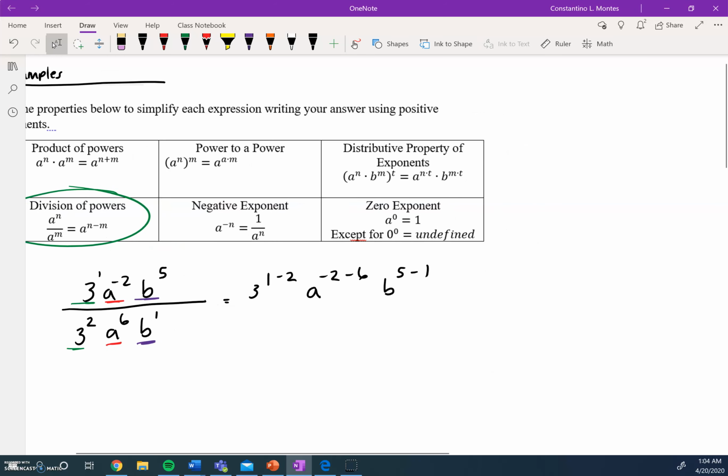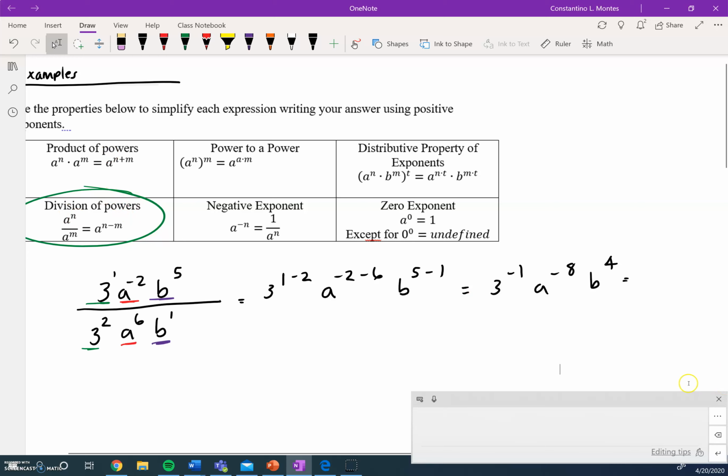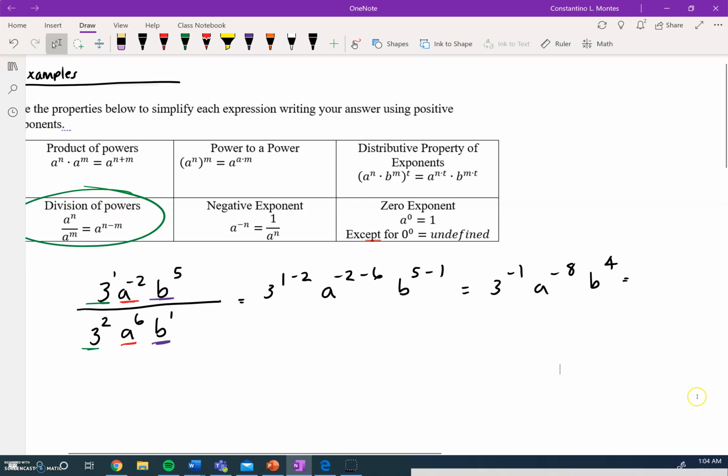And then we can simplify this into 3 to the power of -1 times a to the power of -8, and then b to the power of 4. Simplified down, we used the division of powers rule. Now we're going to have to utilize the negative exponent rule.